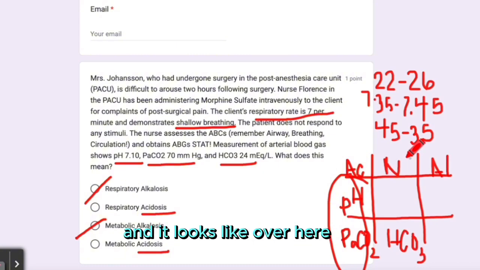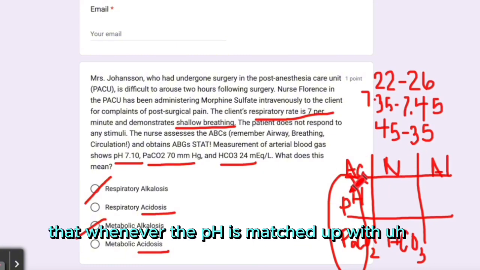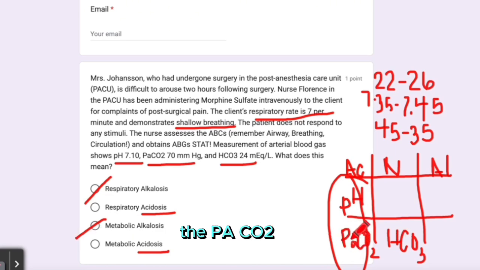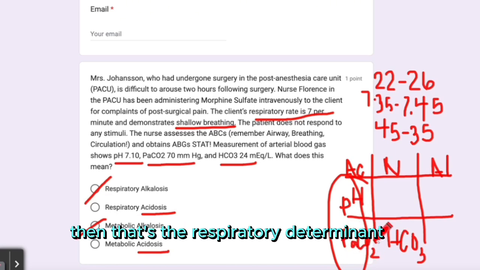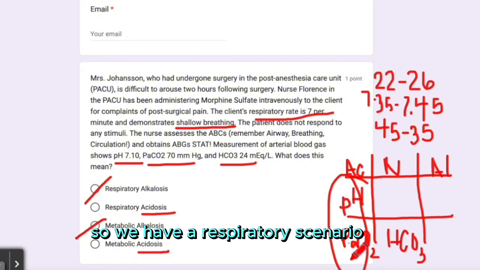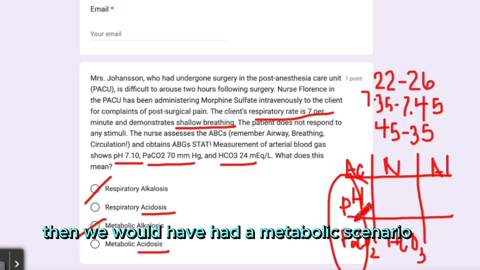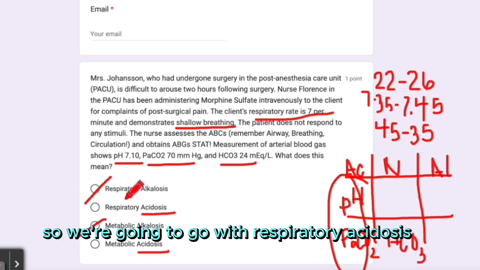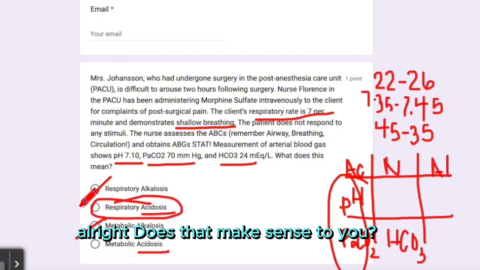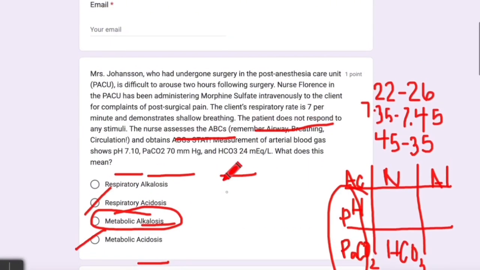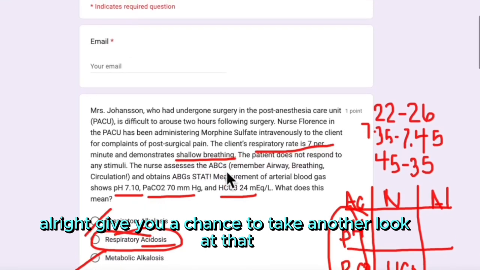It looks like over here that whenever the pH is matched up with the PaCO2, that's the respiratory determinant. So we have a respiratory scenario. If the pH was matched up somewhere with HCO3, then we would have had a metabolic scenario. So we're going to go with respiratory acidosis. Does that make sense to you? I'll give you a chance to take another look at that.